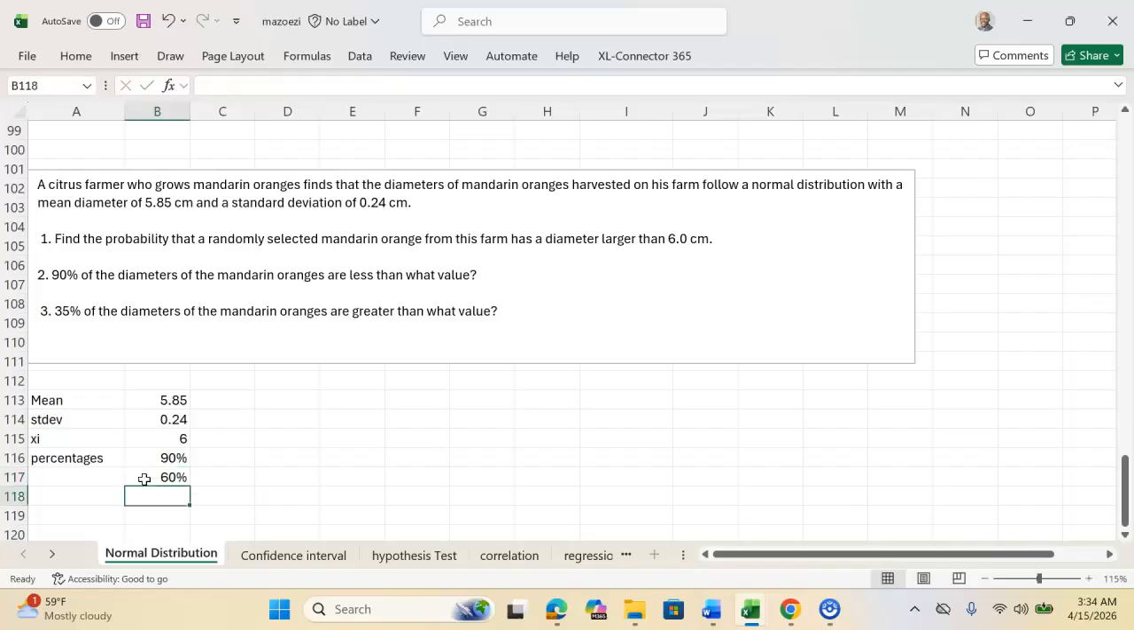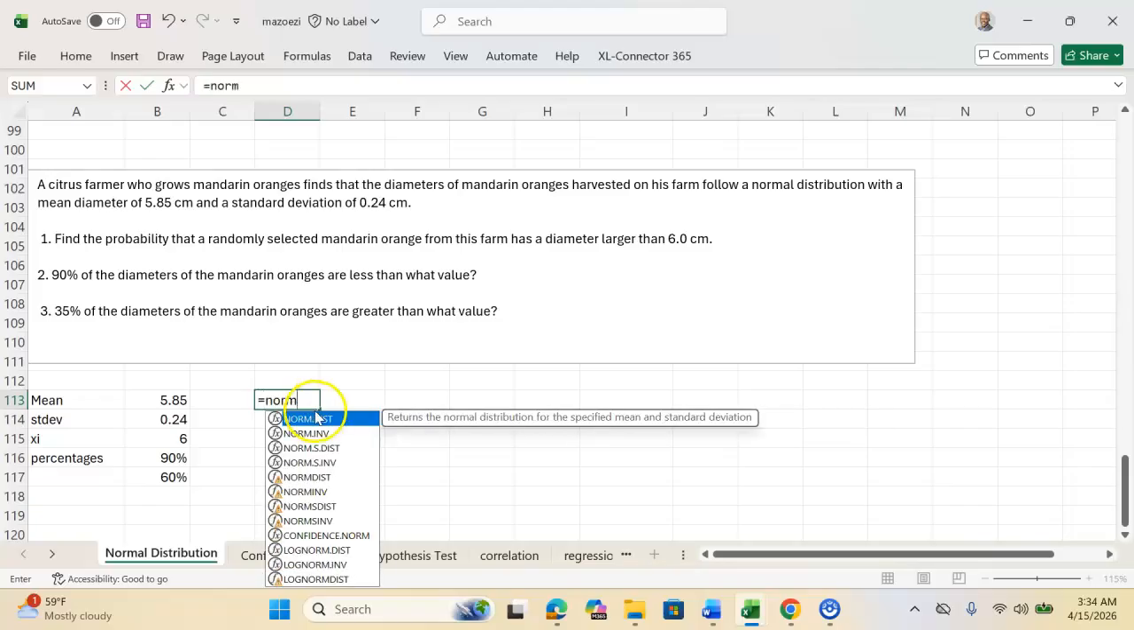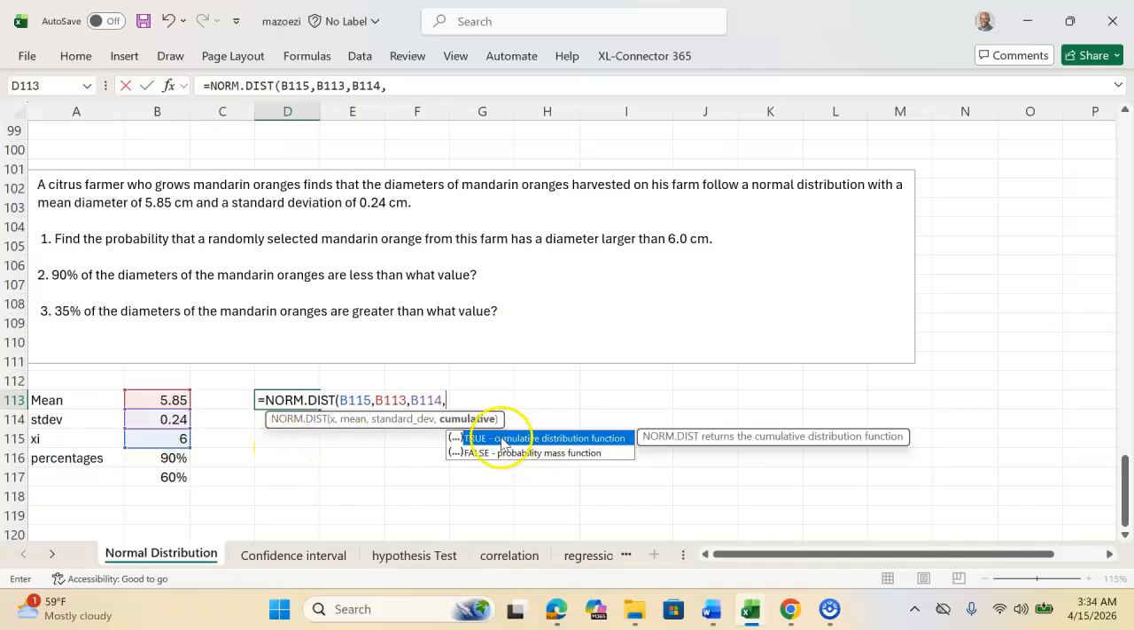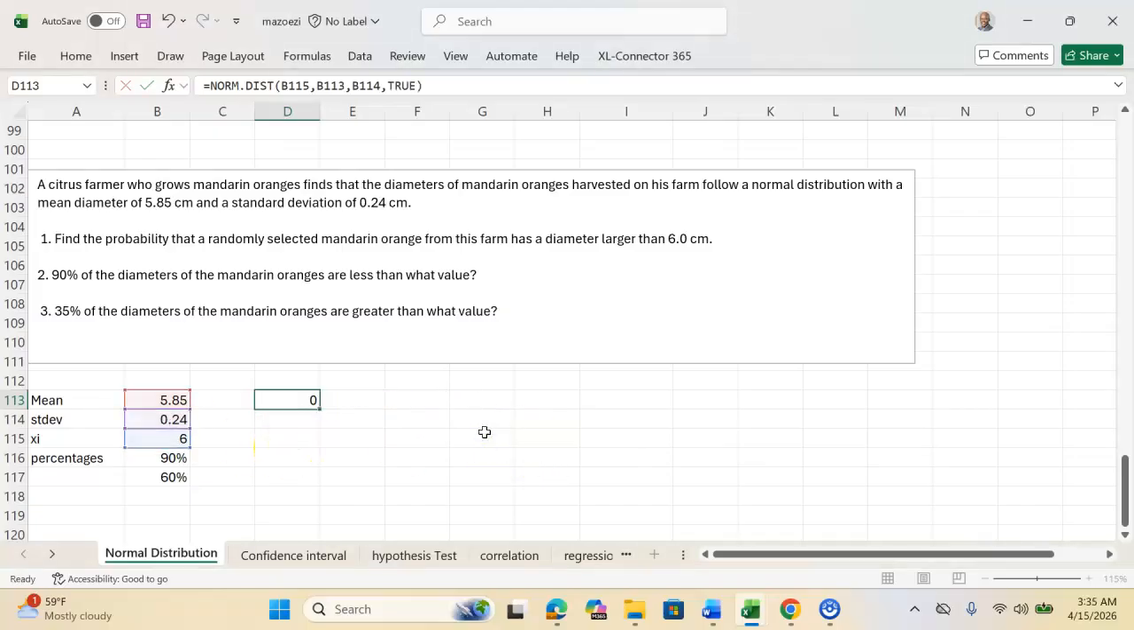So now we need to use the two functions, norm.dist and norm.inv. So in this case, I'll just put an equal sign and type norm.dist, and x is 6, comma, average, comma, and standard deviation, comma, and then cumulative. And so that's the value we can get.